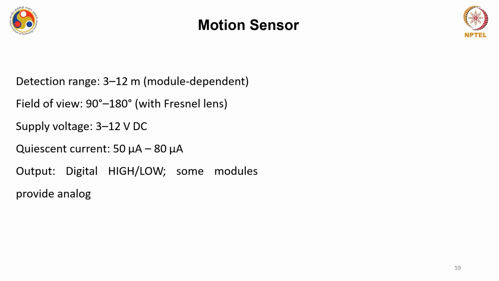So this detector range is typically of the order of 3 to 12 meter, but it is module dependent. And field of view can be very high, anything from 90 degree to 180 degree with the use of Fresnel lenses. The operating or biasing voltages required are of the order of a few volts, and the quiescent current is of the order of a few micro or few tens of microamp. And output can be digital or analog depending on what kind of module you are using.